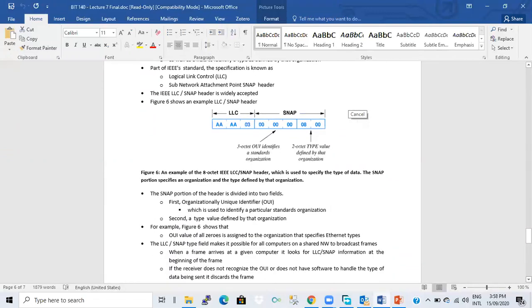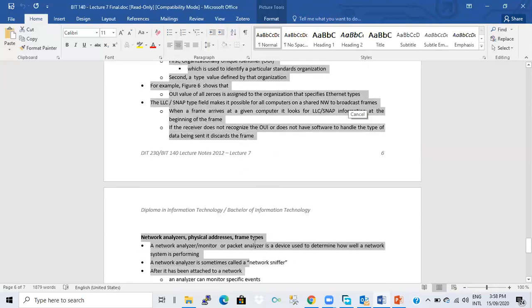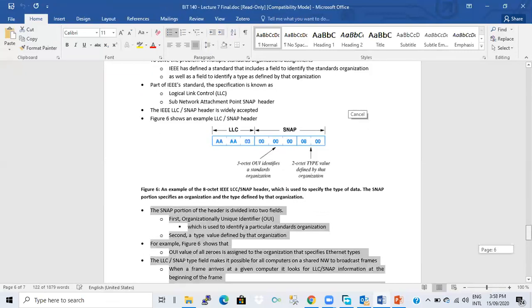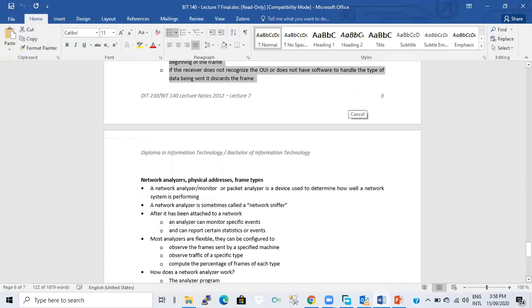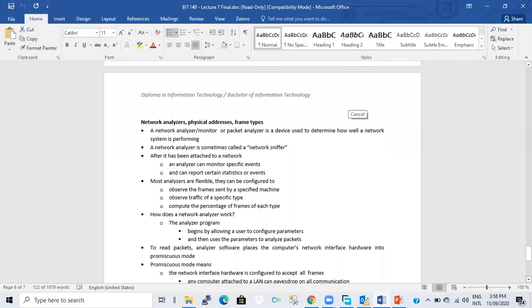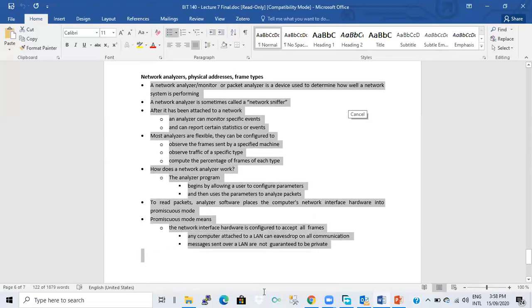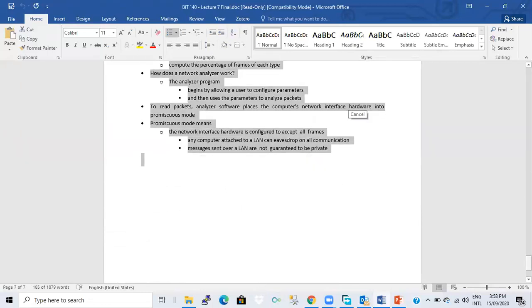So this last part, I think this is just something that you should read on, but the highlighted part there, just get to read, but don't expect me to bring anything out of there, because I'm just giving you a history of how this came about. So you can just read on that, and we should be good to go. The same for network analyzer, physical address, as well as frame types. This, just read through. You shouldn't expect anything to come out of that, but it's just for your understanding.